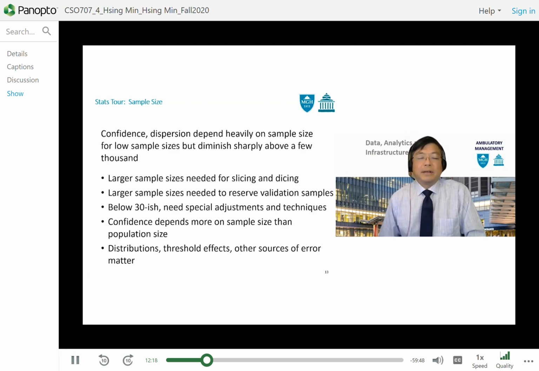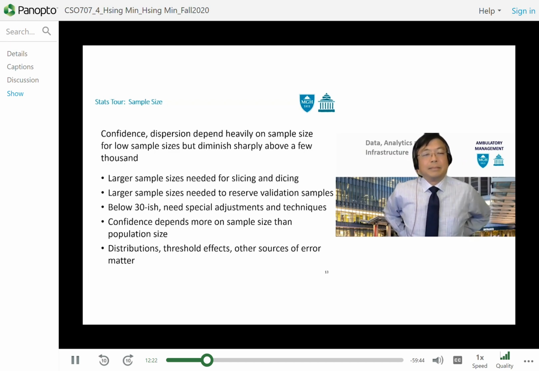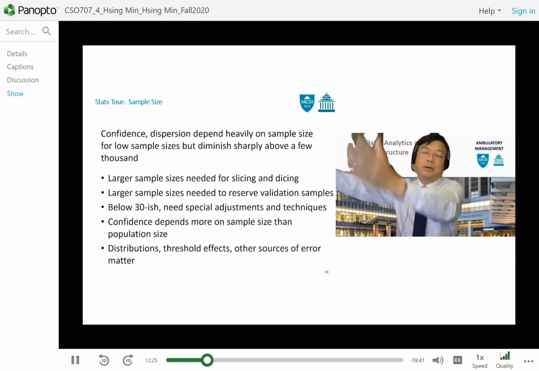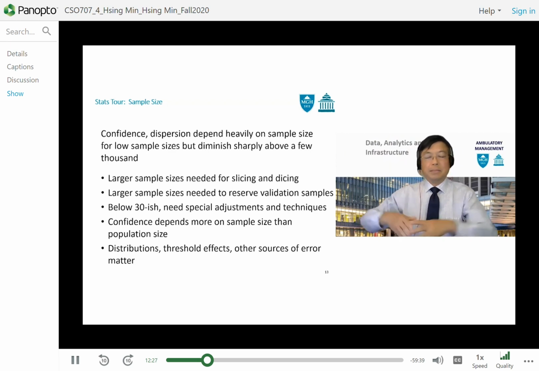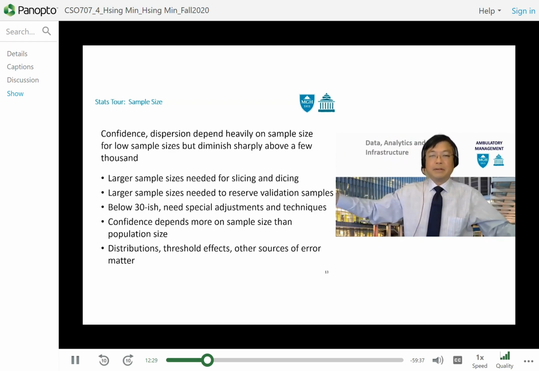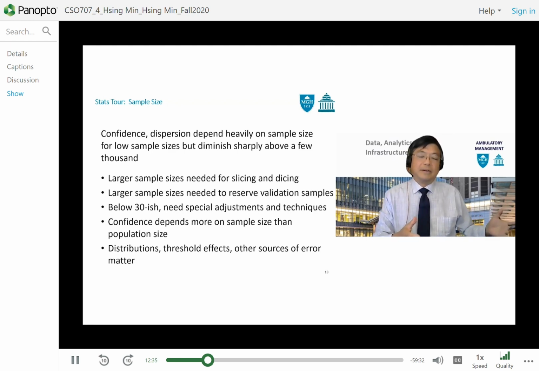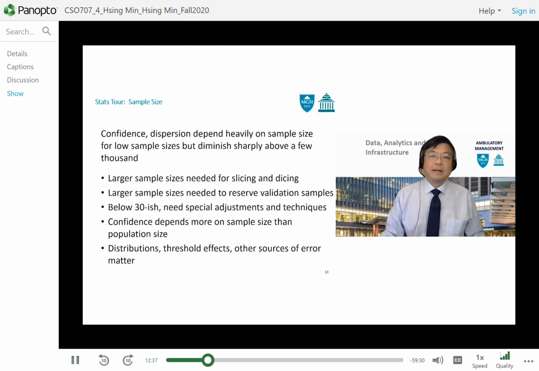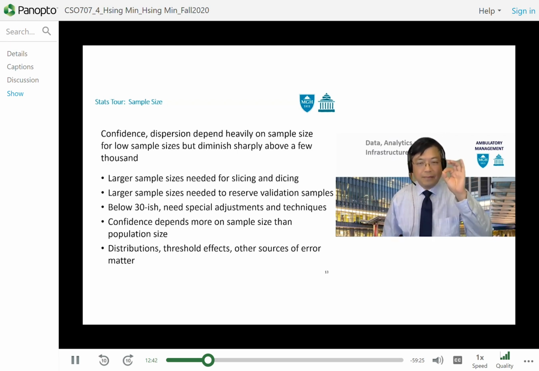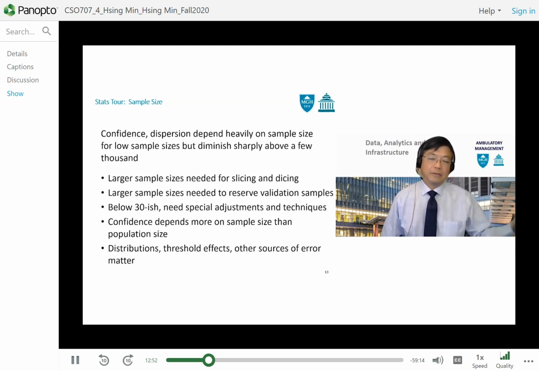It's interesting, it's a common myth that if you're sampling a larger population, let's say you're taking a poll of the whole United States, you need more respondents than if you're sampling a small population. Let's say you're taking a poll of just your city. It's not really true. Population size matters, but only up to a point, and then becomes a very small factor. Confidence depends more on sample size than population size for large populations.